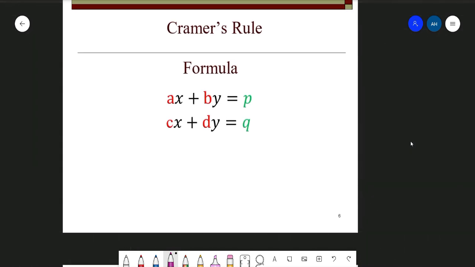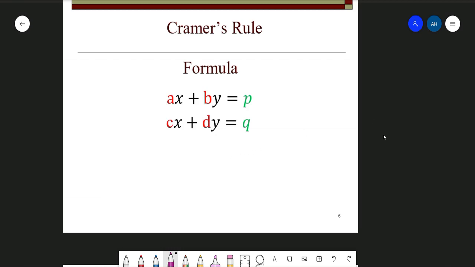Now, to use Cramer's rule to find the value of the variables, I hope you still remember that when we are trying to solve a system of linear equations, it means we want to find the value of the variables. In this system of linear equations, the variables are x and y. So when we try to solve this system, we are trying to find the value for x and also the value for y.